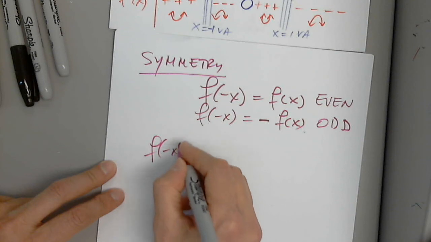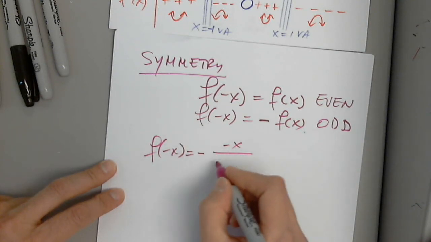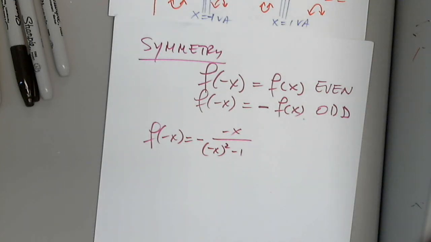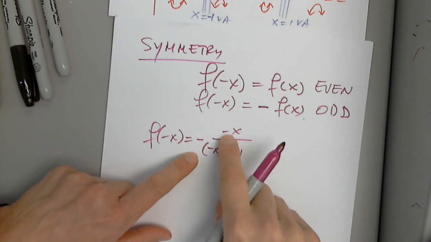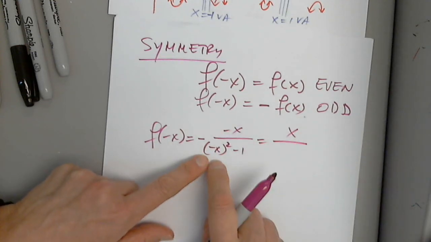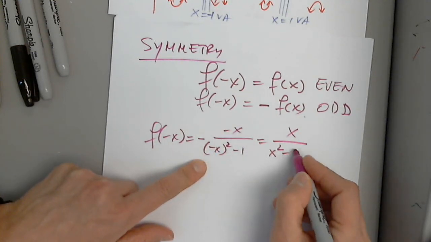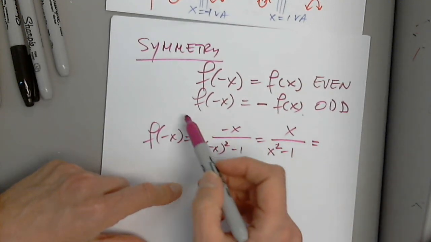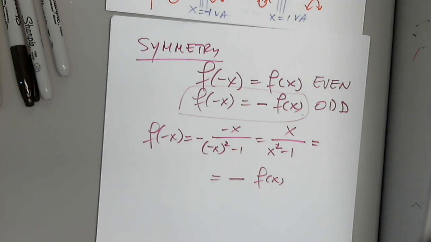When we determine f of -x, we have this. So the function is x over x squared minus 1. So I replace x by -x. -x at the top, (-x) squared minus 1. So see what happens? The negative with the negative will go away. And the (-x) squared is x squared minus 1. And this is exactly the opposite of the function, which is typical for an odd function.